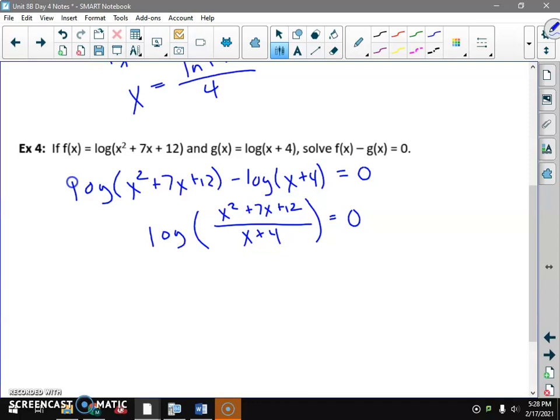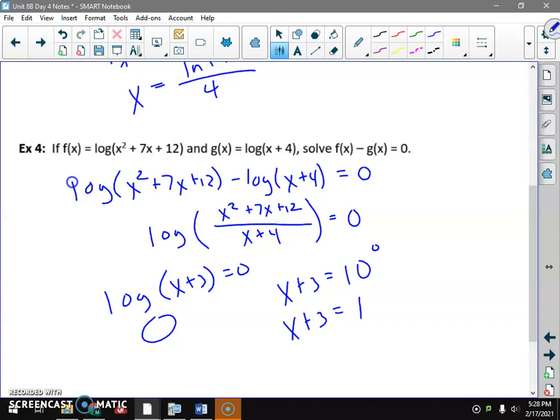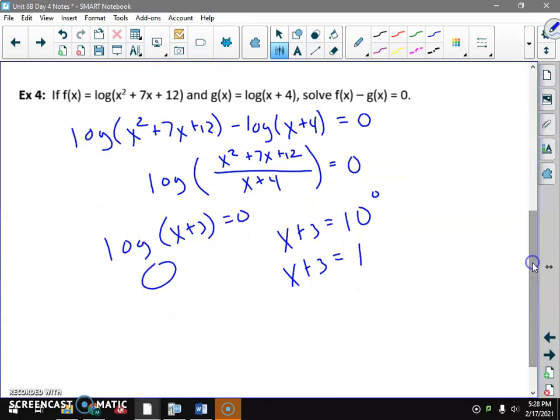Now what? Well, if that's factorable, I could reduce that. X squared plus 7x plus 12 divided by x plus 4. It is factorable. So I could call that x plus 4, x plus 3. That cancels just to an x plus 3 equals 0. Now what? Well, what is that base right here? Base 10, but remember, 0. So I'd have x plus 3 equals 10 to the 0, a.k.a. x plus 3 equals 1. Subtract 3, x equals negative 2.